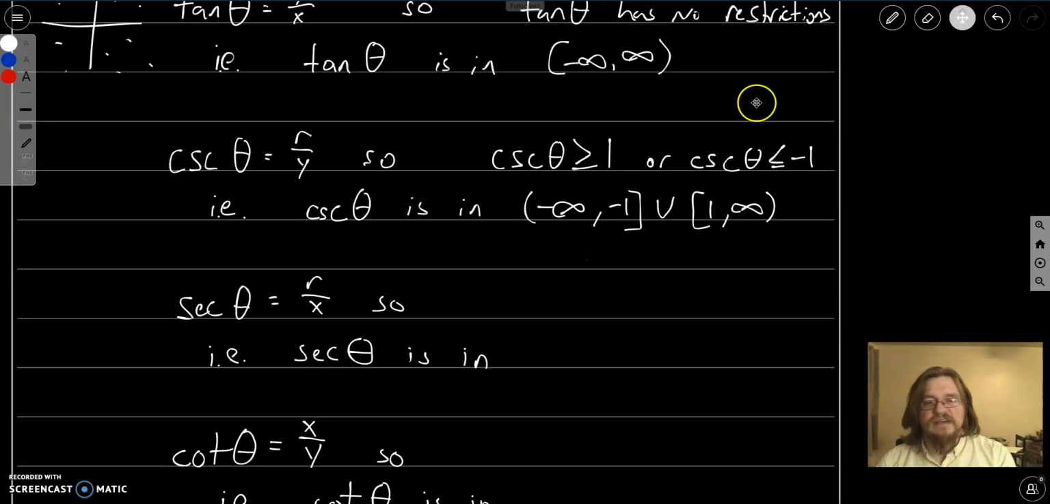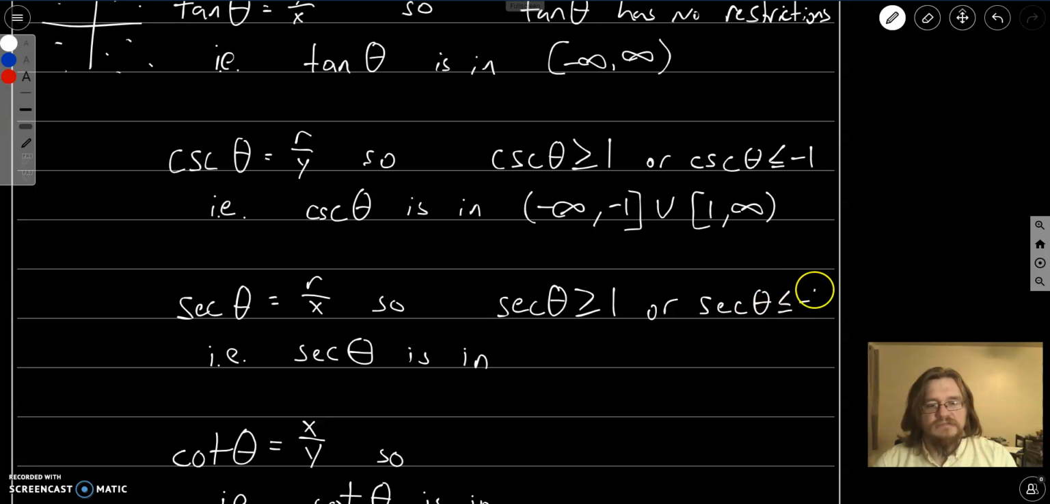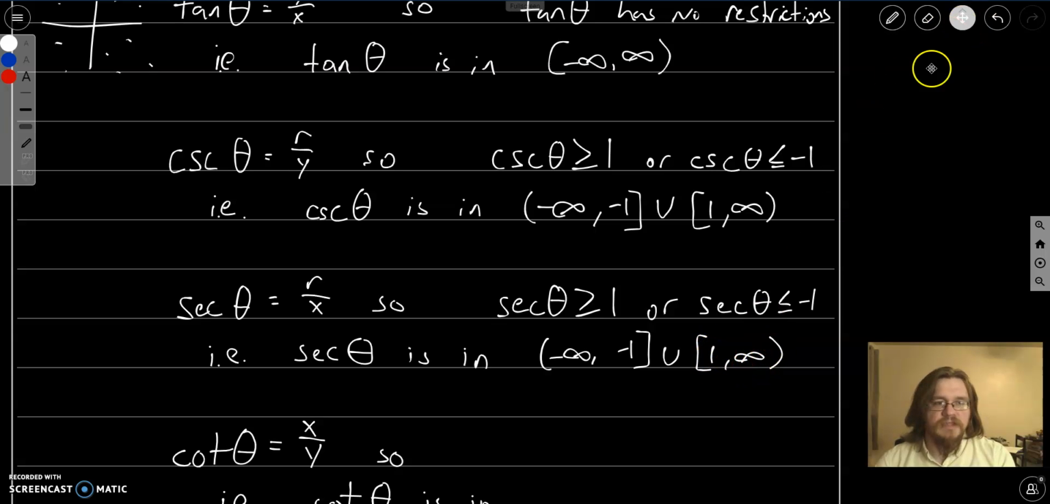The secant plays the same game, since we have r on the top and x on the bottom, and x and y can essentially be anything, but we always know that r is going to be bigger than x. So again, the secant could be bigger than 1 or less than -1. So again, it's the same range. We could have all the negative numbers up to -1, or we could get the positive numbers that are at least as big as 1.